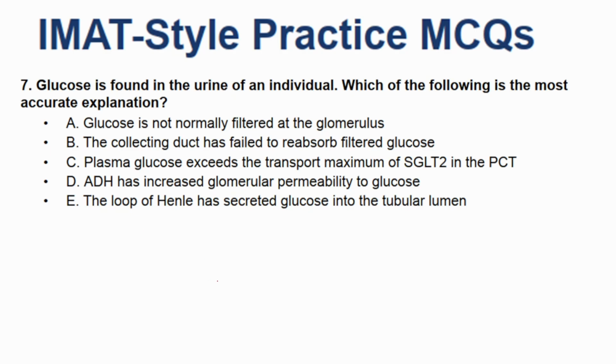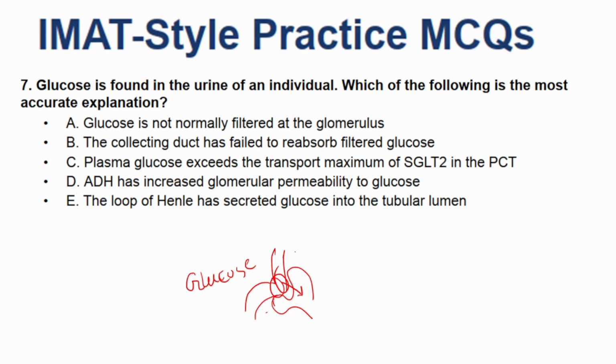To get the answer, let us understand that under normal physiological conditions, glucose is a small, uncharged molecule that freely filters across the glomerular basement membrane. This is Bowman's capsule, then this is the glomerulus, and glucose freely filters across from the glomerulus into Bowman's space. That's why the concentration in plasma and Bowman's space is the same for glucose.